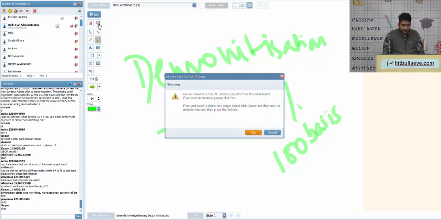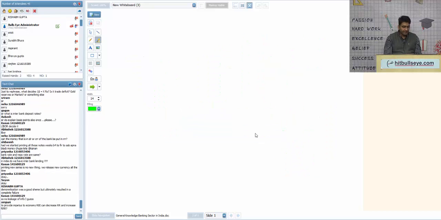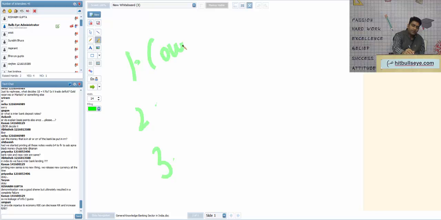Alright, now let's conclude demonetization. First of all class, demonetization we have talked, it's a withdrawal of some particular denomination currency as a legal tender. The official term is legal tender. The points given by government are, first of all they are saying to meet the counterfeit.